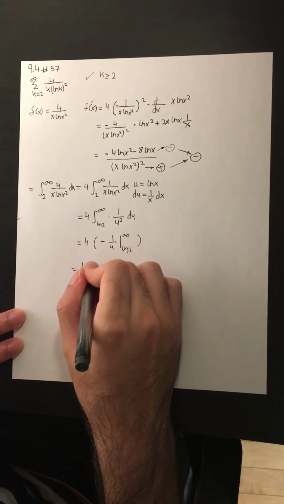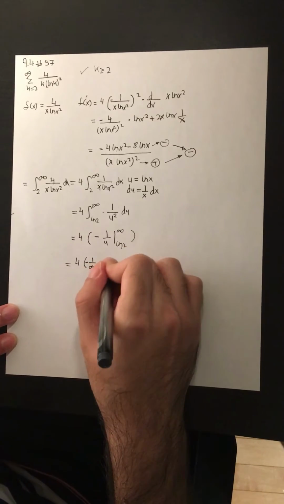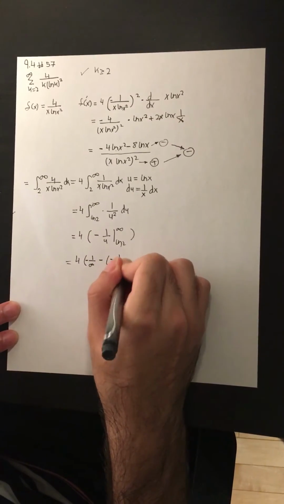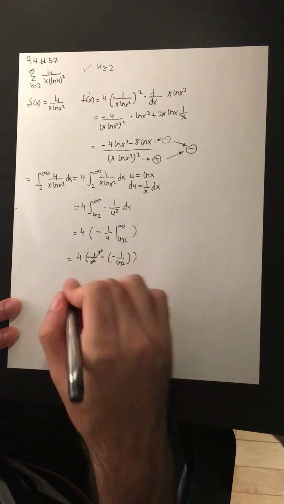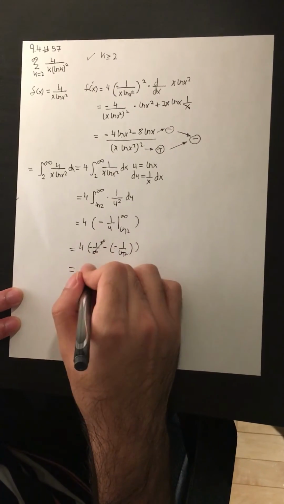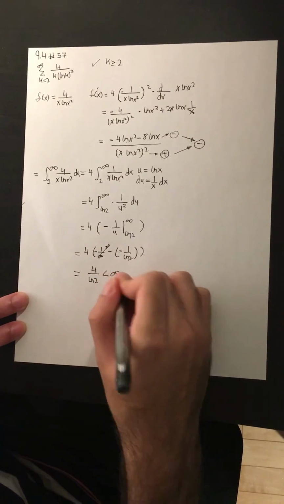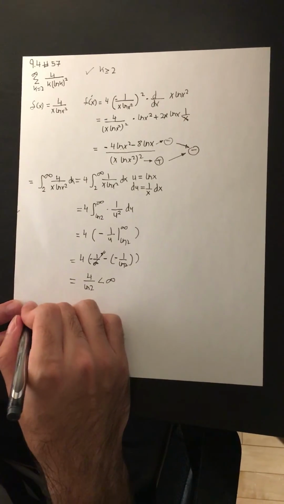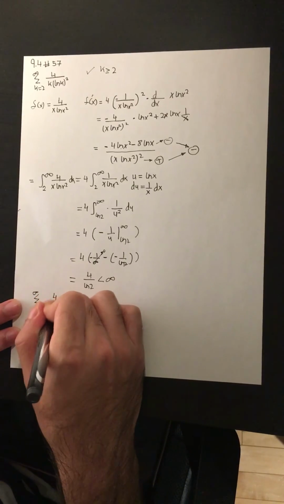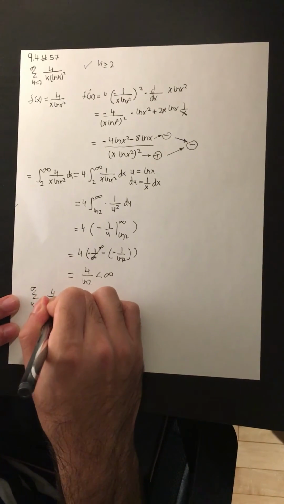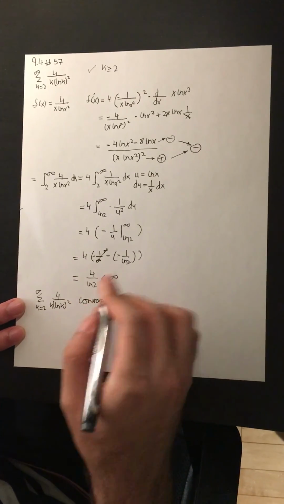So what we get is negative 1 over infinity minus negative 1 over ln 2. This goes to 0 because it's 1 divided by infinity. And what we are left with is the negatives cancelling out. We get 4 divided by ln 2. And as this is less than infinity, that means the series 4 divided by k ln of k squared converges, because the value that we get is less than infinity.